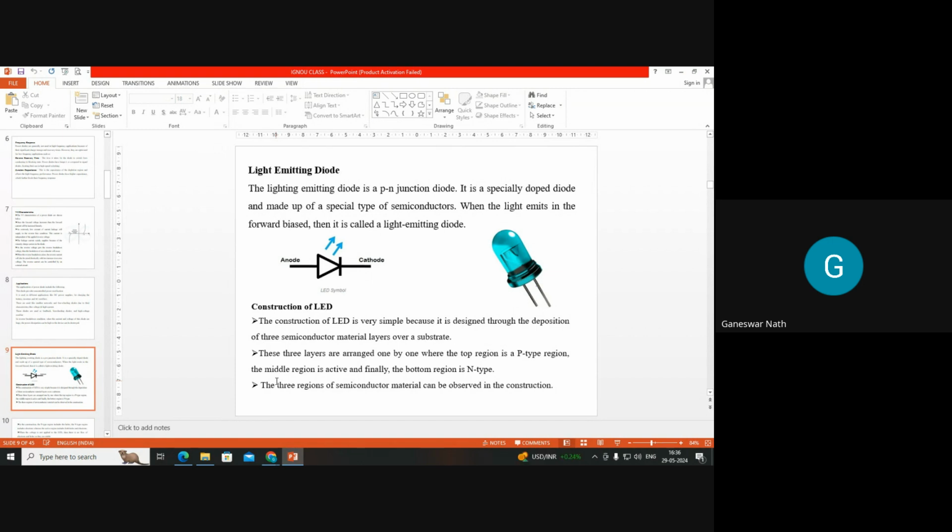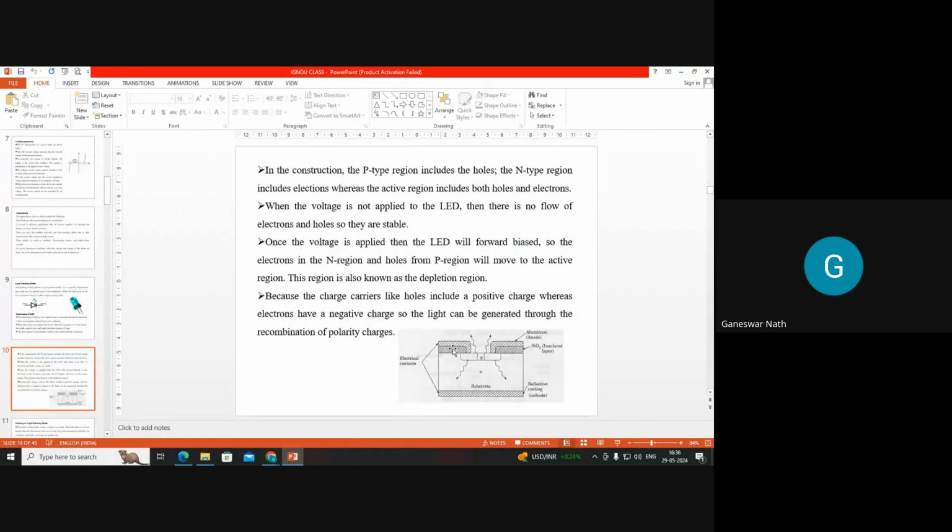because it is designed through the deposition of three semiconductor material layers over a substrate, and these three layers are arranged one by one, where the top region is a p-type region, the middle region is active, and finally the bottom region is n-type. So we have three different regions in an LED: the p-type region, the middle active region, and the last region called n-type. These three regions can also be observed in the construction diagram.